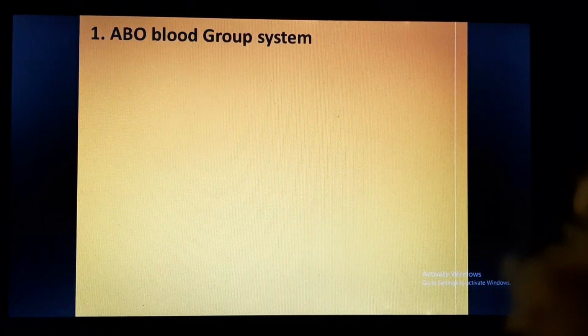In our next class, we'll be studying about the blood group system.